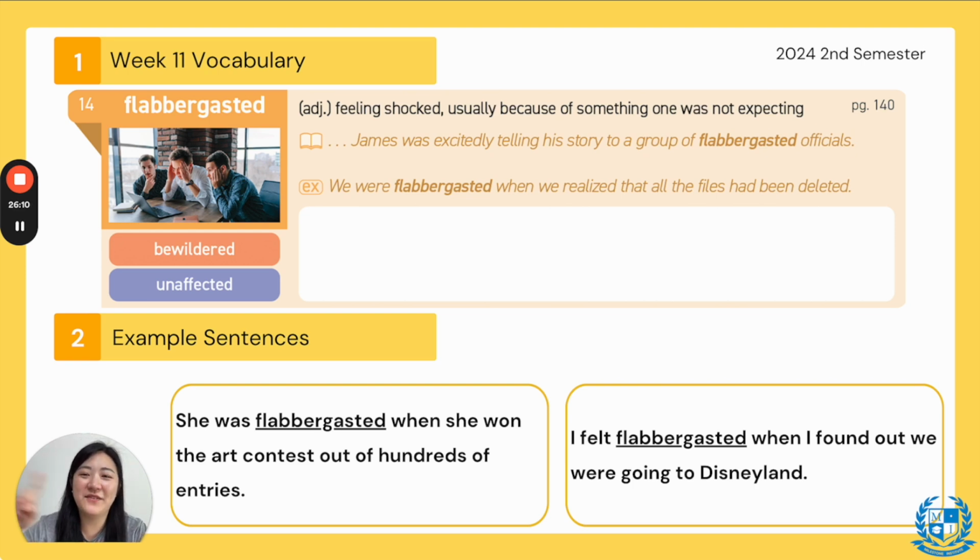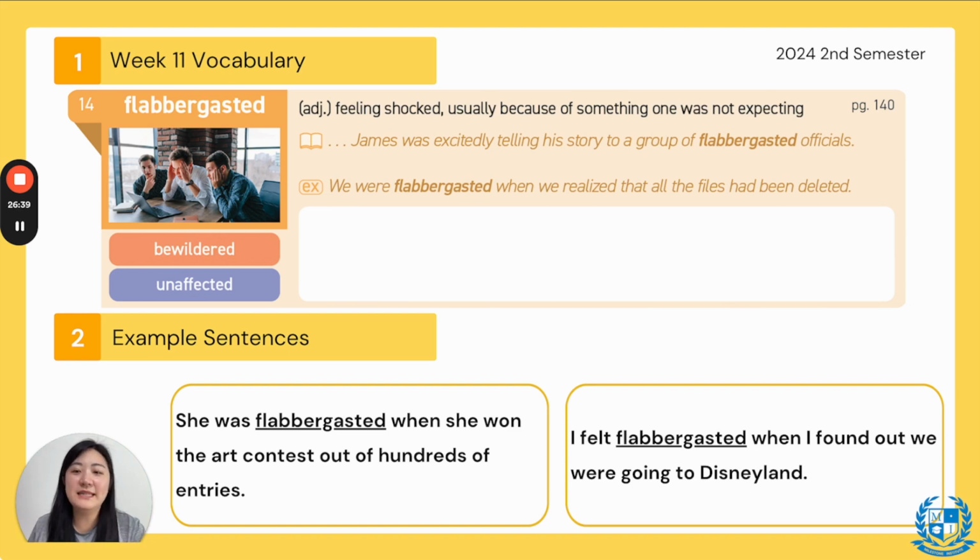Example, let's read together. 1, 2, 3. We were flabbergasted when we realized that all the files had been deleted. So maybe in the picture above, as you can see these 3 men, workers, businessmen, they're looking at the computer and they're like, oh, everything's deleted. That happened to me once when I was writing an essay. And then I deleted it and I couldn't find it. And I was very sad.